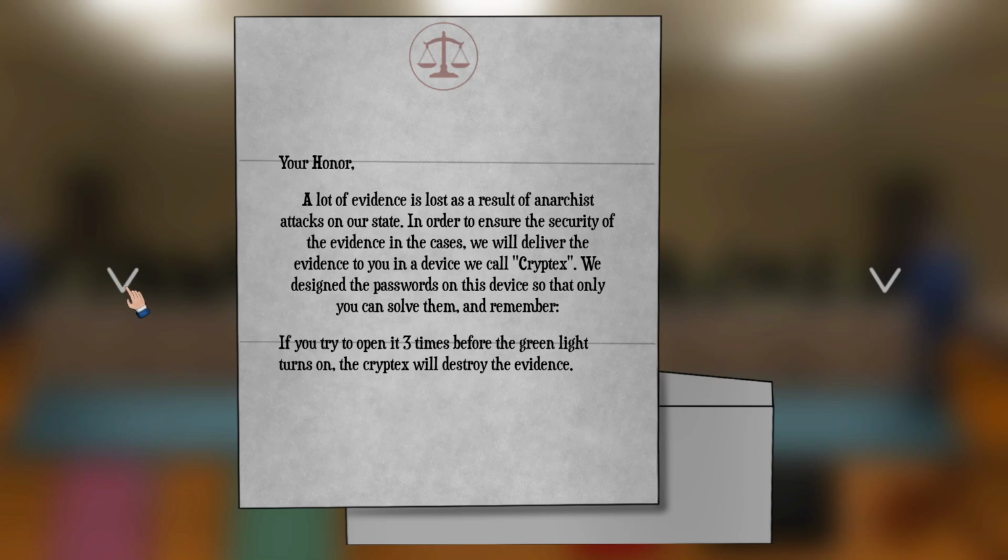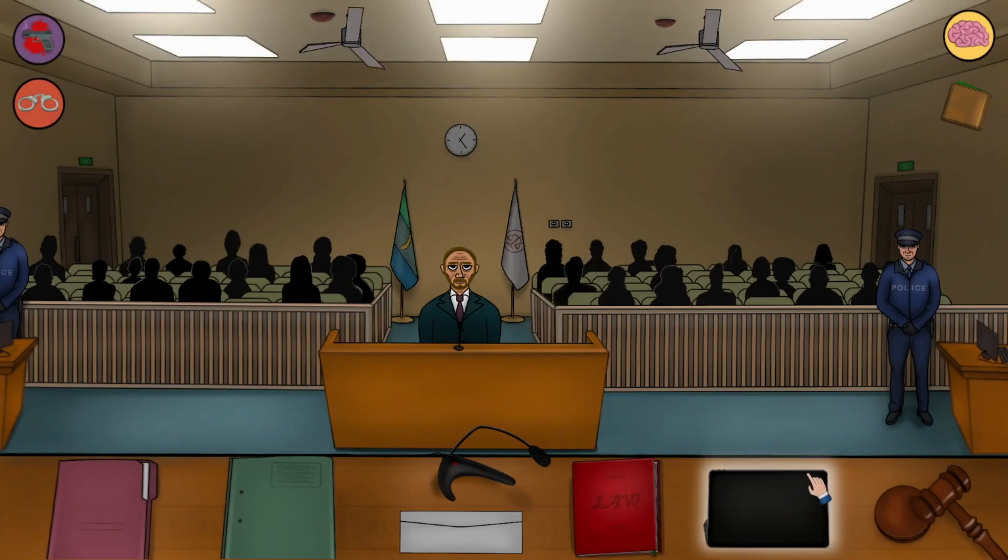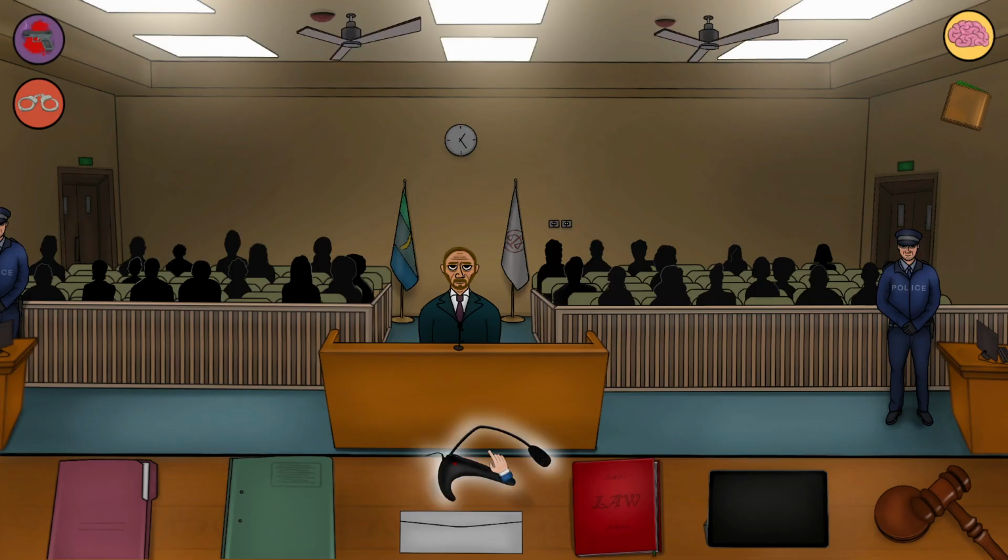In order to assume the security events, we will deliver the evidence in your device. We will put a password on the device so that only you can solve them. If you try to open it 3 times before the green light turns on, this will destroy the evidence. Ooh. I get 3 times to try that. Okay. Now let me ask you a question.